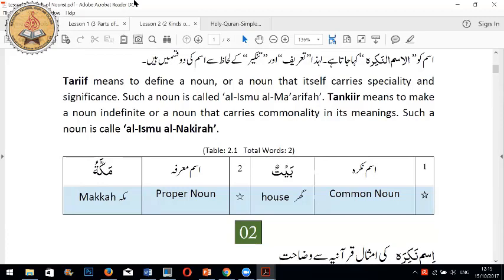Baytun is a common noun, no speciality, no significance, because there are millions, billions. But Makkah is a proper noun, it is special, there is a significance. Okay?